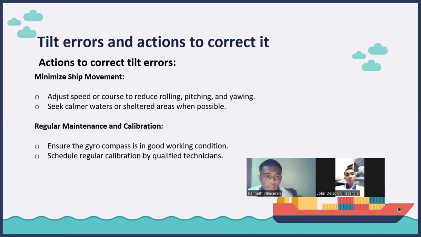Another action to correct tilt errors is to minimize ship movement: adjust the speed or the course to reduce rolling, pitching, and yawing. Seek calmer waters or sheltered areas when possible. Next is regular maintenance and calibration. Ensure the gyro compass is in good working condition. Schedule regular calibration by qualified technicians.